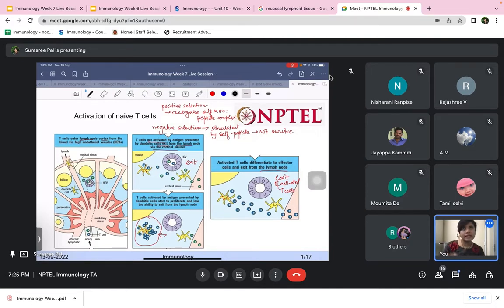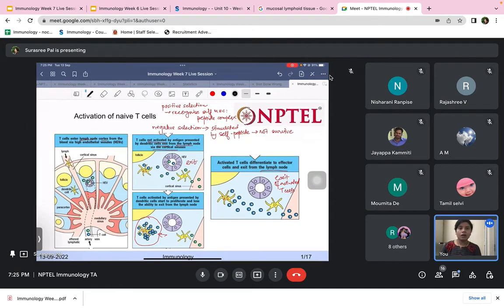So once the T cells come in contact with the antigen on the surface of the dendritic cells, or on the surface of the antigen presenting cells, they start this process of activation. I will go into detail on this activation process. And then several cytokines help these T cells to differentiate into different subsets, right? And finally, when this differentiation process is over, then only these T cells will be able to leave the lymph node, not before that.